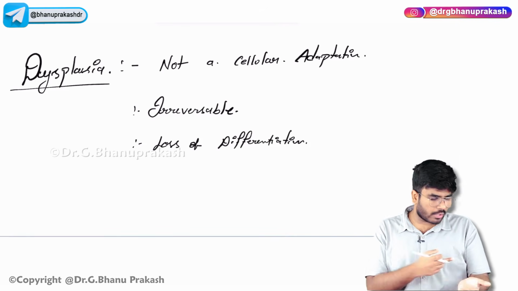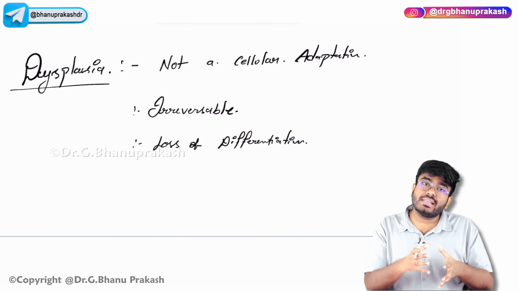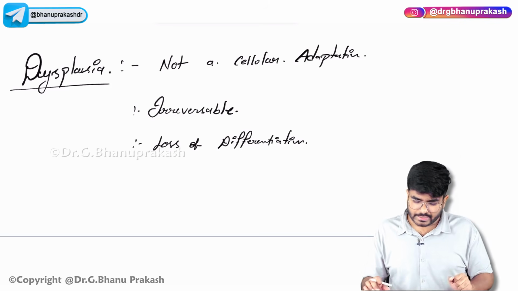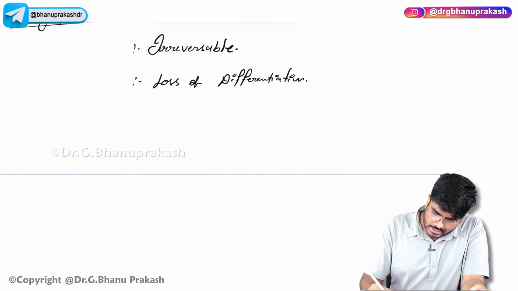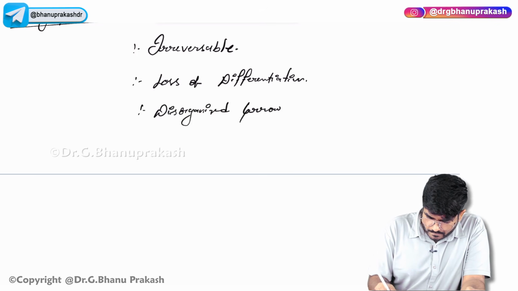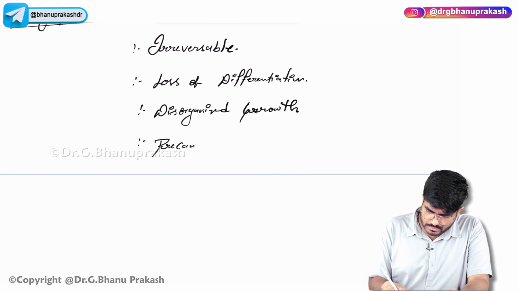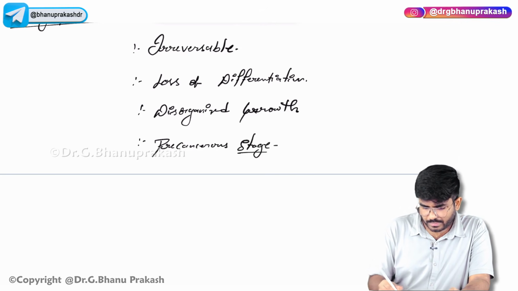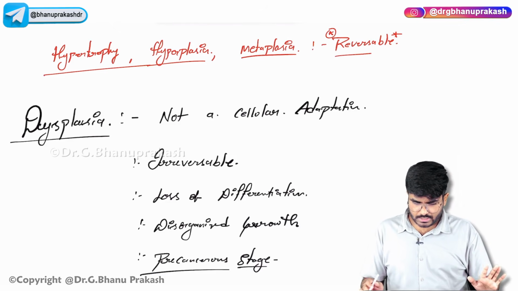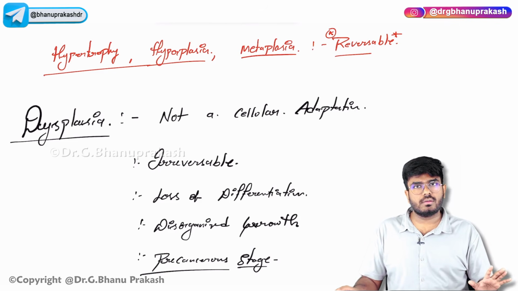In a normal heart or a normal muscle, you can see a normal architecture, everything is proper. But in a tissue where there is dysplasia, everything is haphazard and disorganized, and the architecture is not maintained. So there is loss of differentiation or disorganized growth. It's a precancerous stage. It is not reversible, but the other things are reversible. Dysplasia is not a cellular adaptation. Hypertrophy, hyperplasia, metaplasia are reversible.